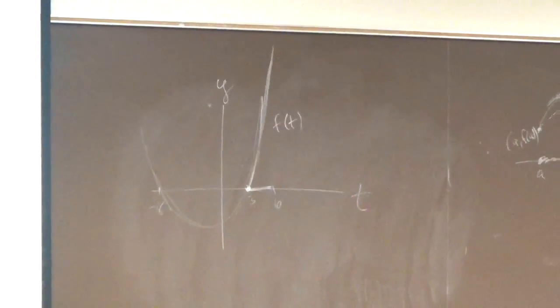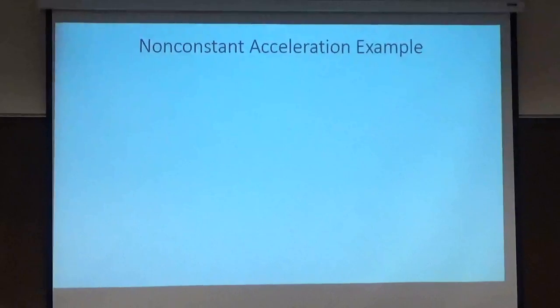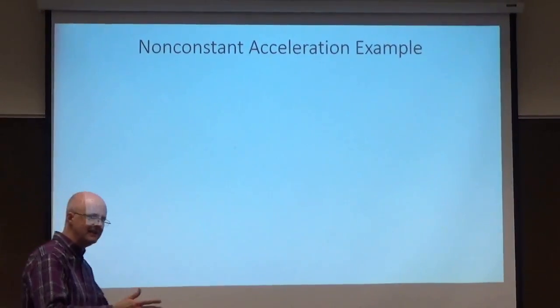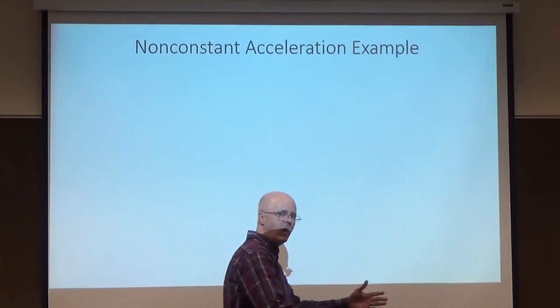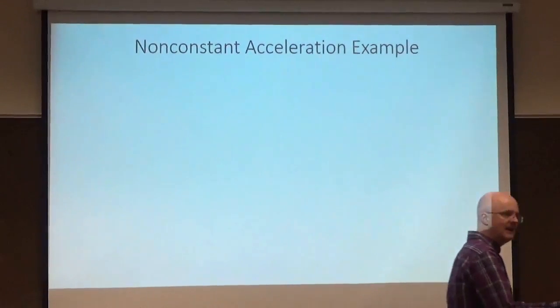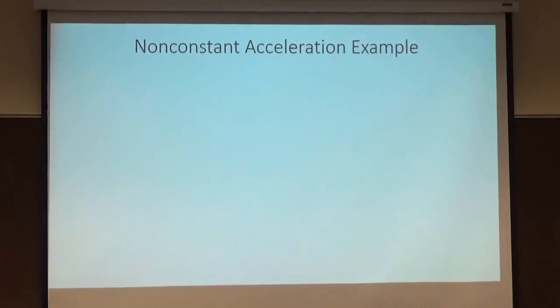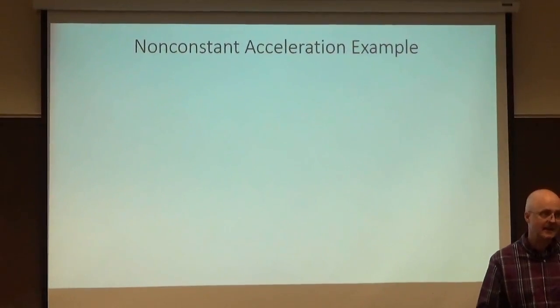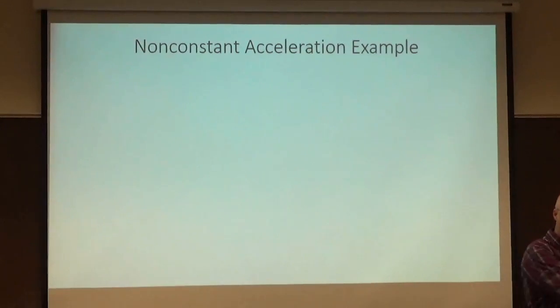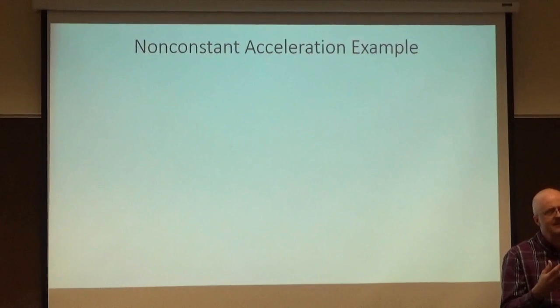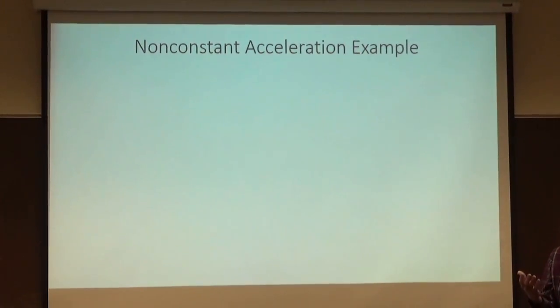Next example is a non-constant acceleration. So far we've done constant velocity, positive velocity. I'm walking to the right at a constant speed. Positive velocity because it's in the positive direction. The second example was a constant acceleration. The speed is not constant, you're speeding up, but the rate of change of the velocity is constant. Now it's non-constant acceleration.